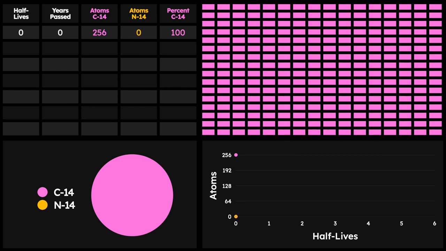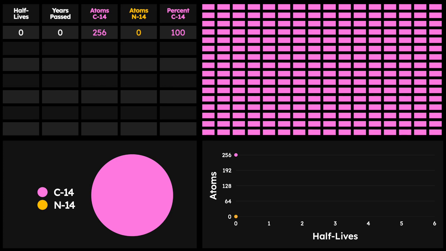So with row 1 here, 0 time has gone by, 0 half-lives, 0 years. And so we have all of the original carbon-14 that was in this woolly mammoth bone. And let's just say, for argument's sake, it was 256 atoms of carbon-14. Now, that's not really accurate to nature, but we're trying to use simple numbers to understand the process here. So we'll start with 256 of carbon-14. And since none of that has decayed yet, we have zero nitrogen-14. We have 100% of our original carbon. And you can see that in all the different visuals here.